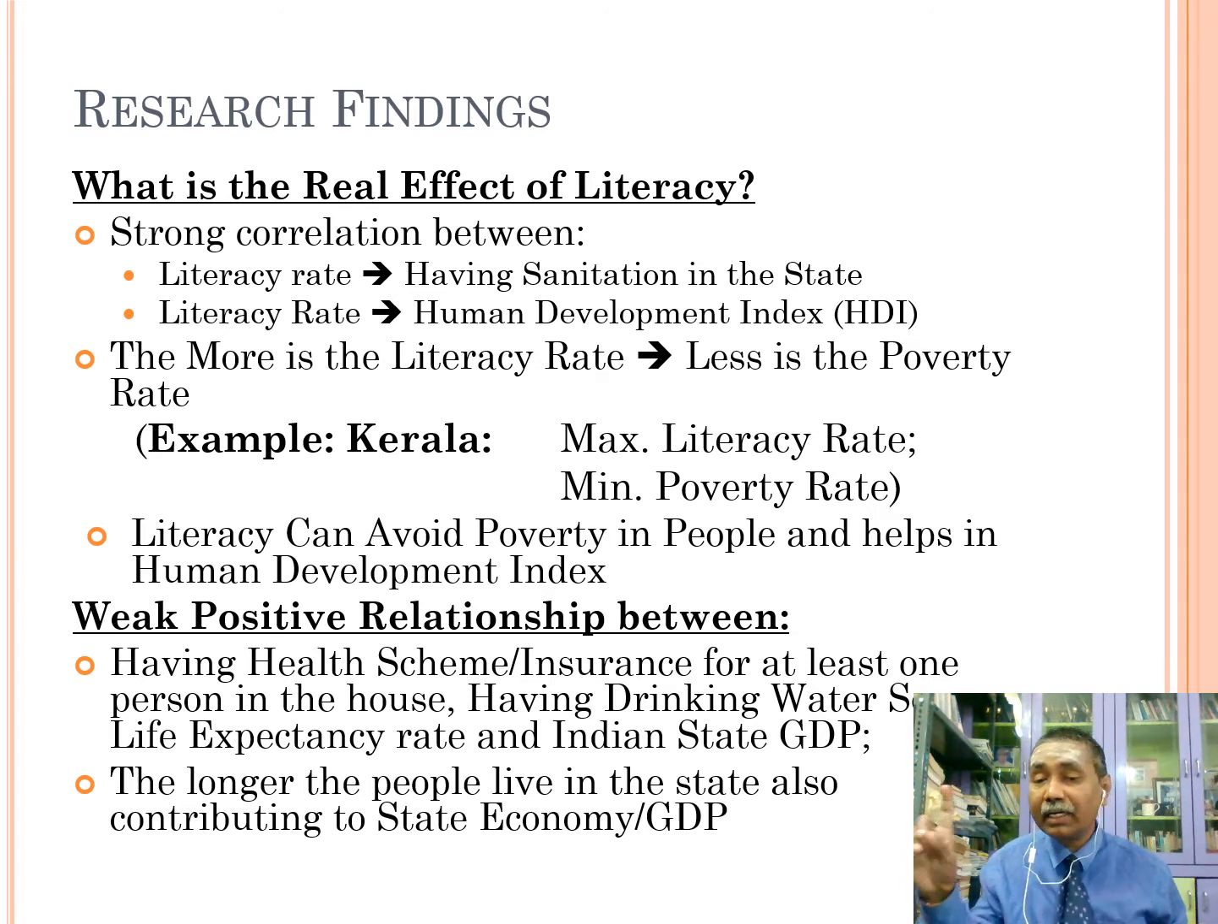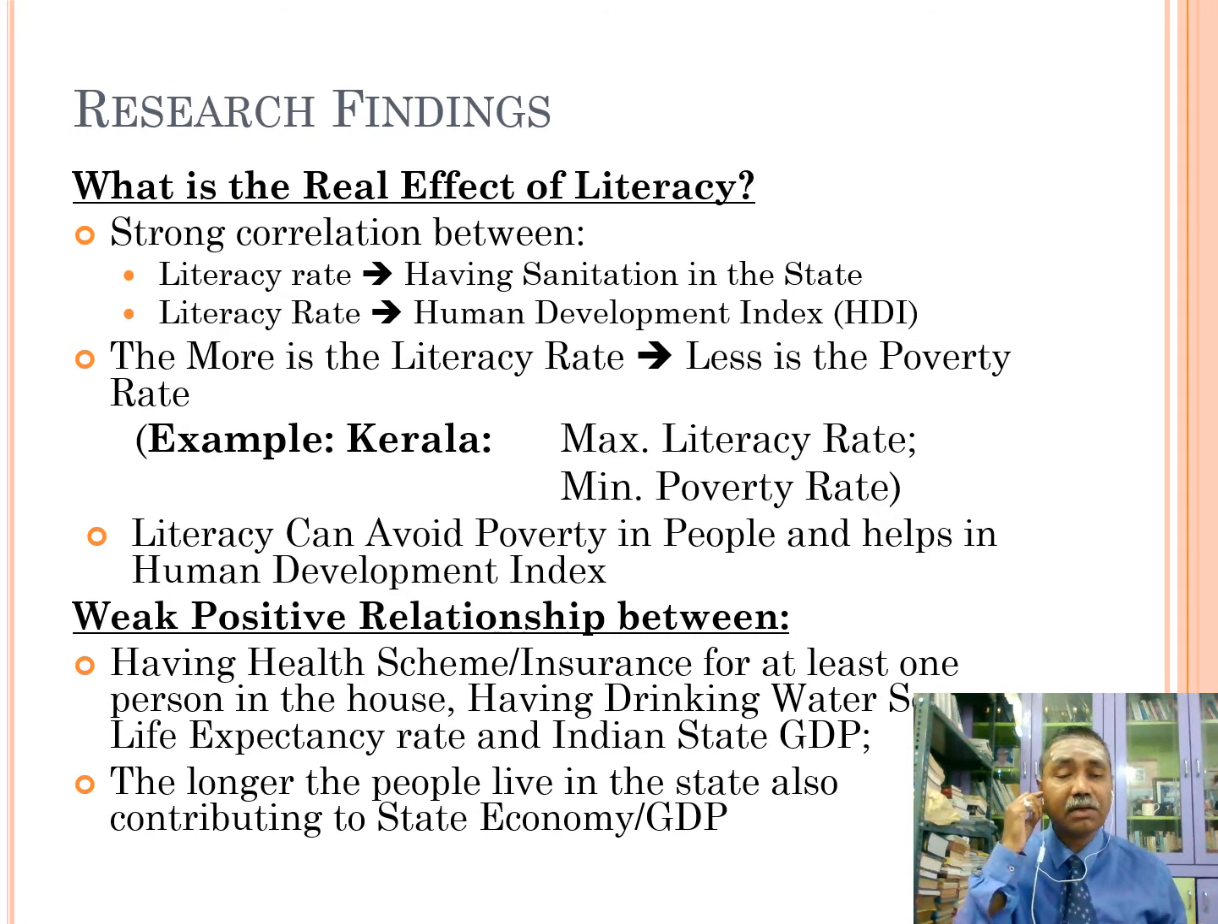But I have not found a direct GDP correlation. Literacy rate is positively correlated to having sanitation, and also positively correlated to the Human Development Index. So let's move on. Literacy rate can help avoid poverty and improve the Human Development Index. That is the reason we have to educate people.